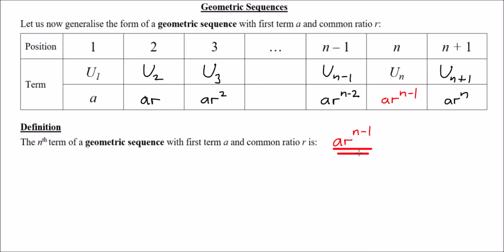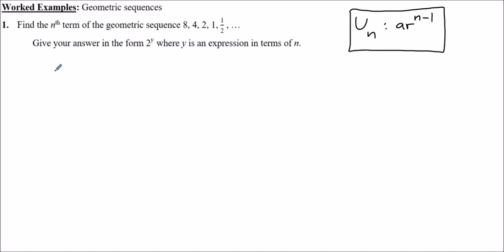Now we've got that result, let's have a look at some questions together. So, first question, we've got this sequence here. Find the nth term of this geometric sequence 8, 4, 2, 1, a half, and so on, and so on. So let's use this result we had before. So the nth term is AR to the power n minus 1. We need to find the nth term in the form 2 to the power y, where y is an expression in terms of n. So what's the first term here? Well, the first term is 8.